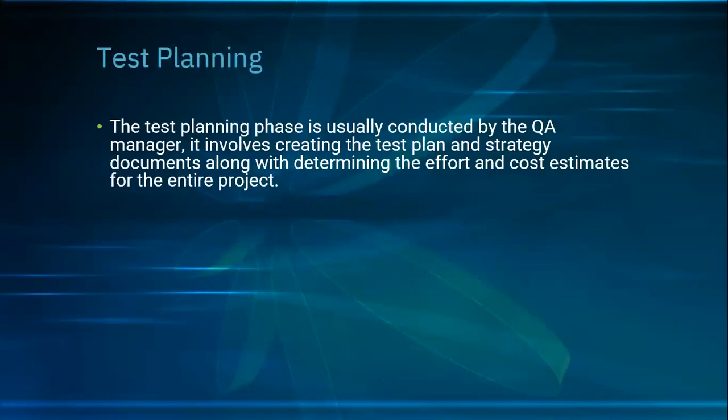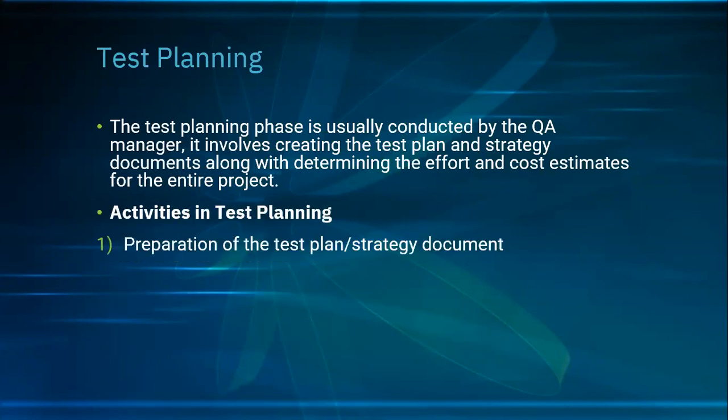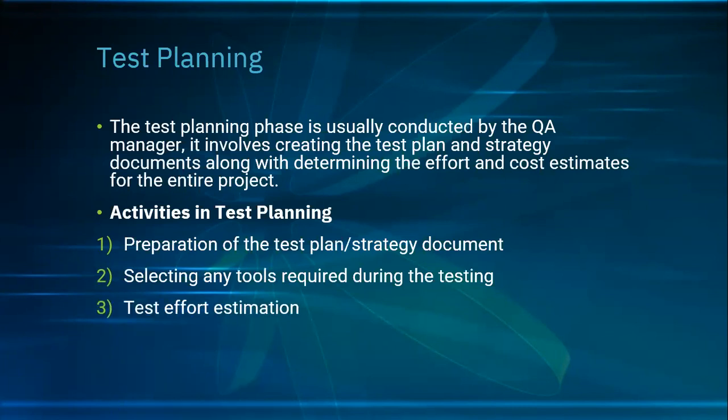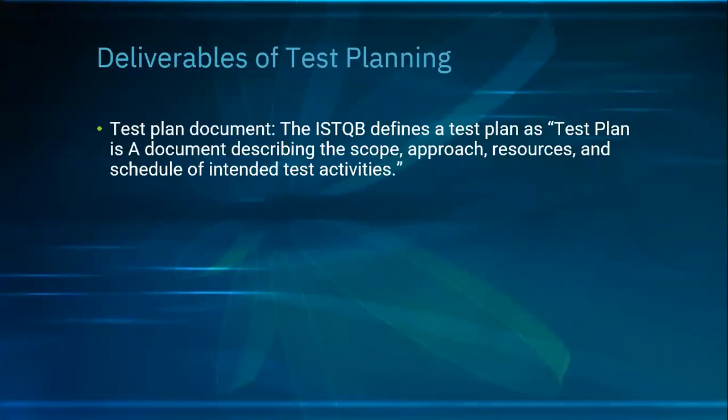So now test planning. We talked about test planning, where I talked about test plan and test strategy. I will teach you how to write that too, and I'm going to give you a review about that. Activities of test planning, these are the things you do: preparation of test plan and test strategy document, selecting any tools required during testing, test effort estimation, test training requirements. So all these are the activities needed. Deliverables of test planning: we talked about the test plan document.